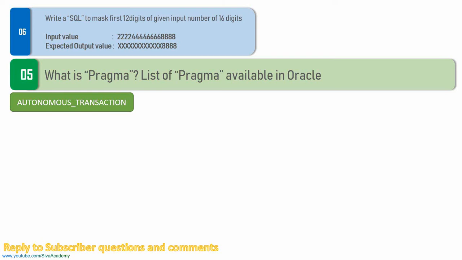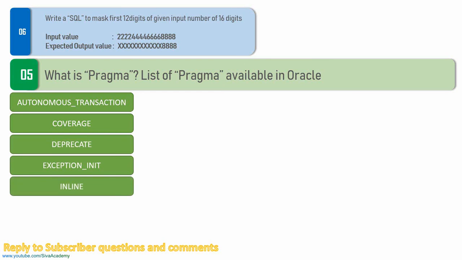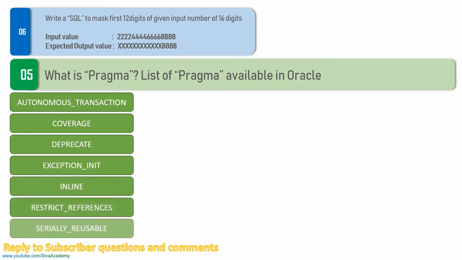The first one is autonomous transaction. Then we have another pragma called coverage. Another one is the deprecate pragma, and the exception underscore init pragma. Then there is the inline pragma, the restrict references pragma, and serially reusable is another pragma. Finally, UDF. So these are the 8 pragmas available as part of 18C. Most of these pragmas are available as part of earlier versions itself. Let us quickly go through a single line definition for each pragma.